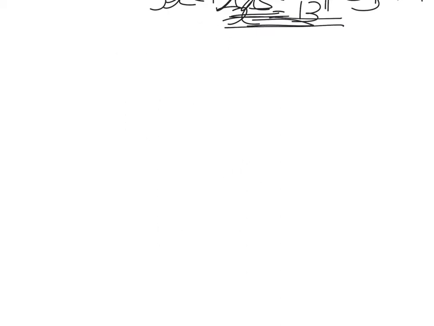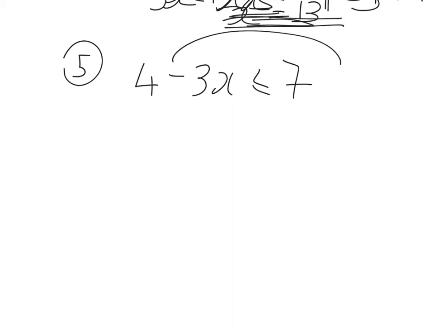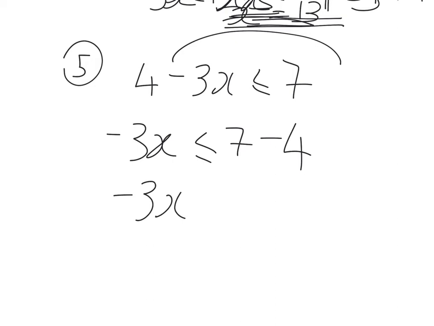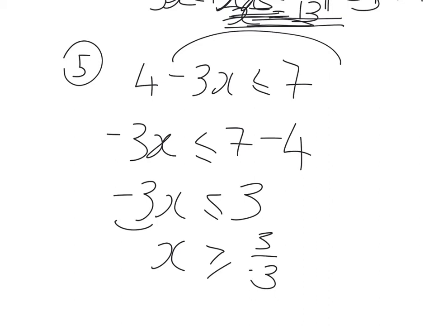Okay, example 5: 4 minus 3x is less than or equal to 7. So minus 3x is less than or equal to 7 minus 4. Minus 3x is less than or equal to 3. I'm just about to divide through by a negative number, so flip that inequality around. x is greater than or equal to 3 divided by minus 3. x is greater than or equal to minus 1.